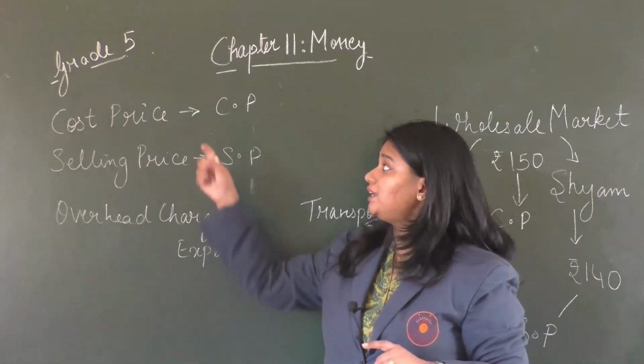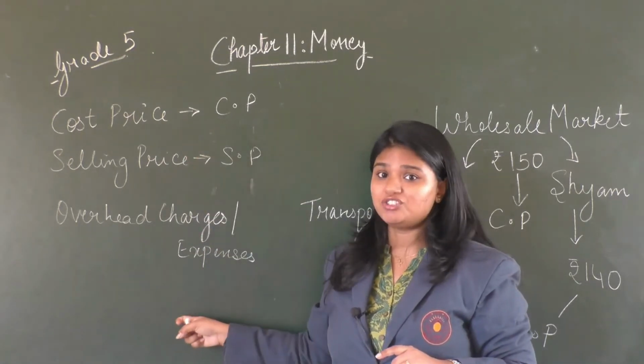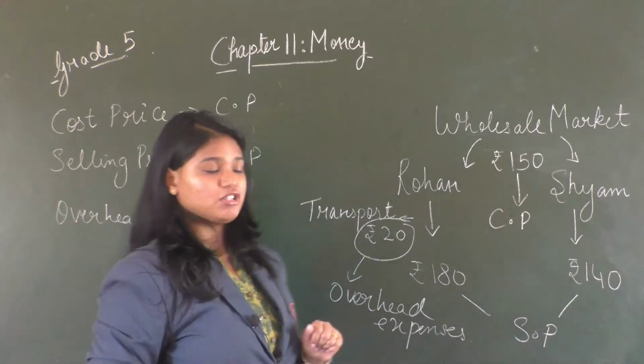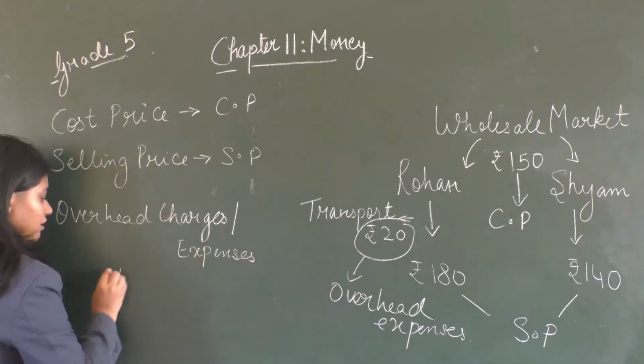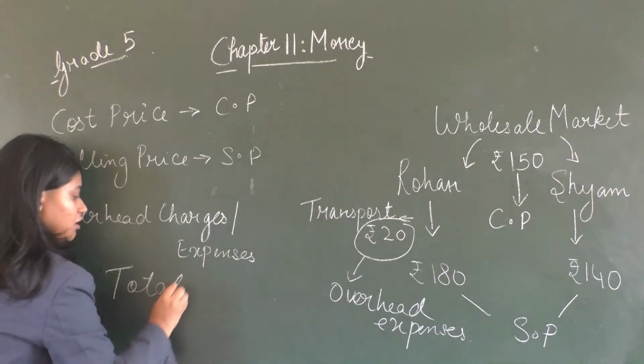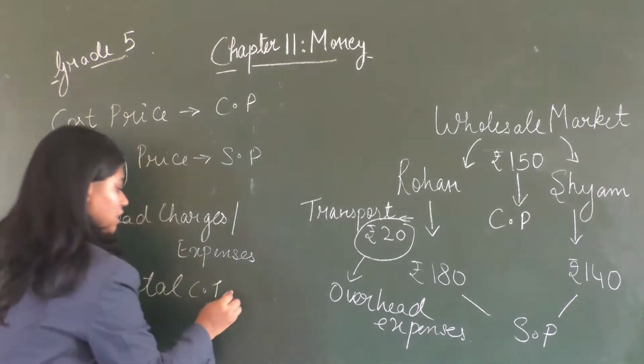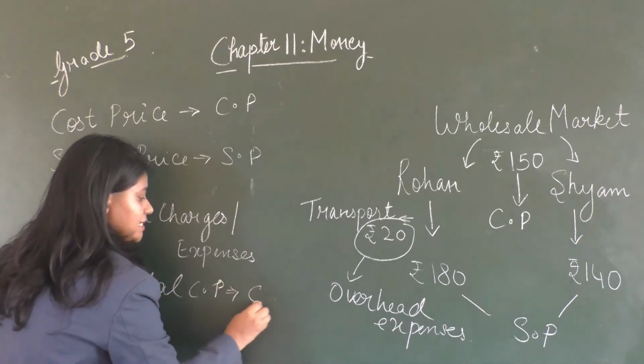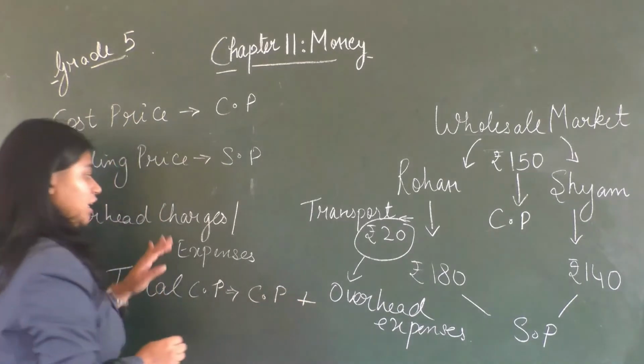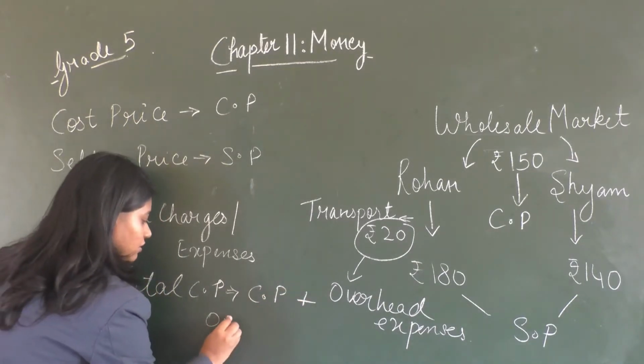Now, if you combine cost price and the overhead charges, it becomes total cost price. So, we will write it as total CP is equal to CP plus the overhead charges.